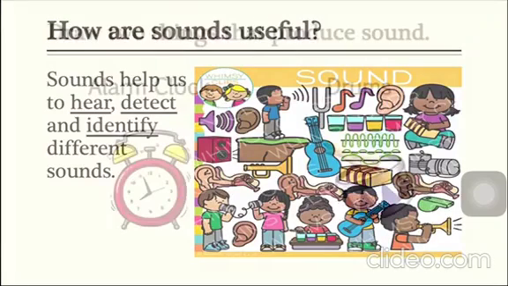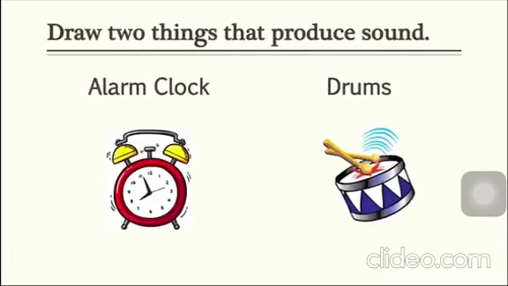Now let's look at the third question from our exercise. Draw two things that produce sound. I have given you an example of two things that produce sound, that is an alarm clock and a drum. With the sound of an alarm clock, we wake up in the morning. We are also able to identify the drum beating in a music. Now, my dear students, you have to think about two things that produce sound and draw them on your worksheets.